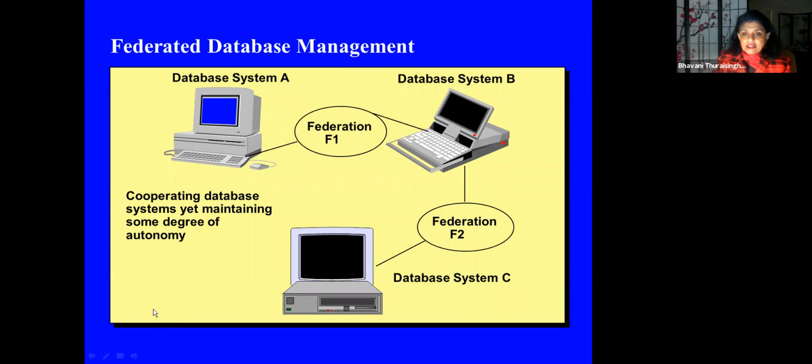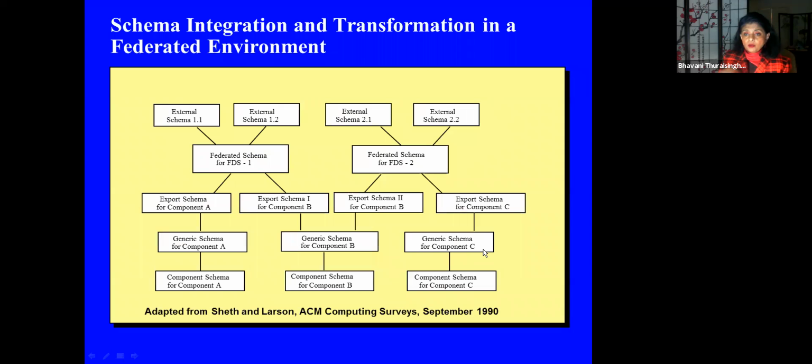Okay, so federated databases. I'm saying A and B are forming a federation and working together. They're cooperating, but still they have some degree of autonomy. And B and C are forming a federation F2. One of the things, and this is a famous paper by Amit Sheth and Jim Larson. I think some of this work was done when Amit Sheth was at Honeywell. He was my colleague. I was in the database security group, and he worked on heterogeneous database integration with Jim Larson. It was published in ACM Computing Surveys, September 1990.